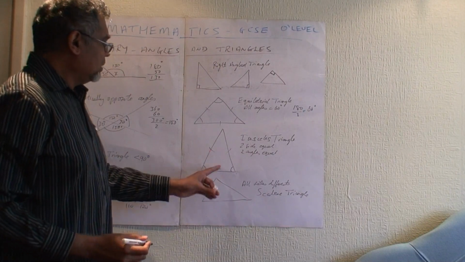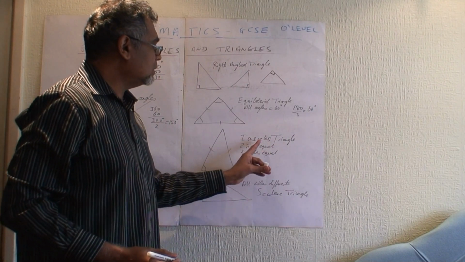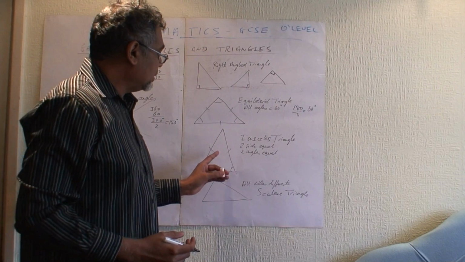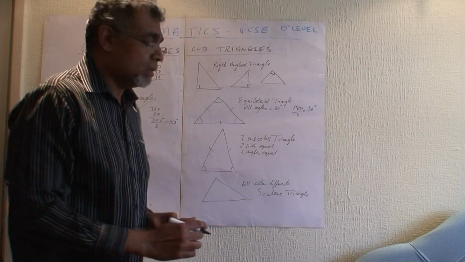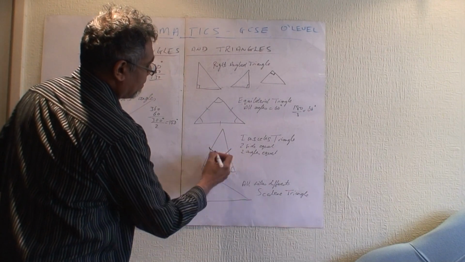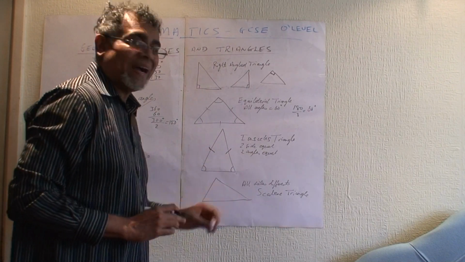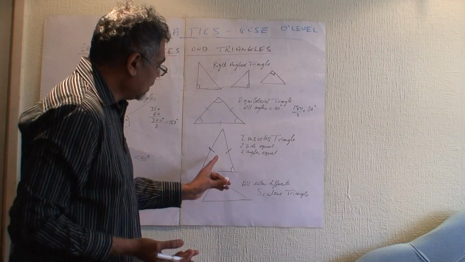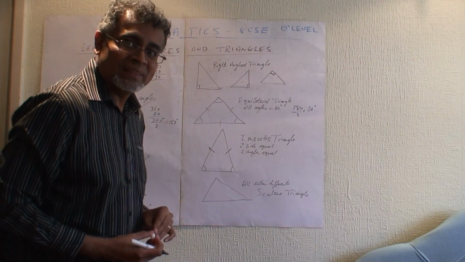The next one is called an isosceles triangle. The isosceles triangle has two sides that are equal. Two sides that are equal, and also two angles are the same. Two angles there are equal. That's what is known as an isosceles triangle.